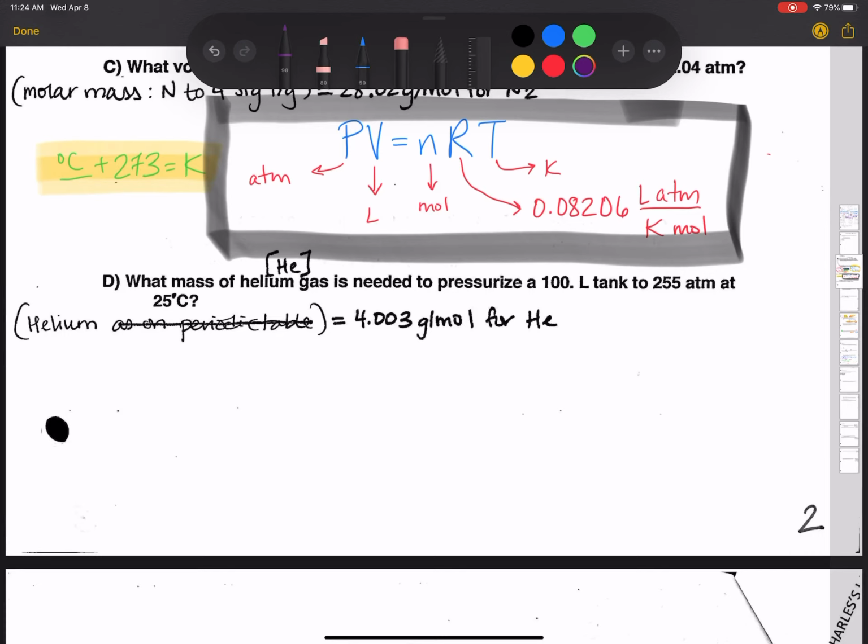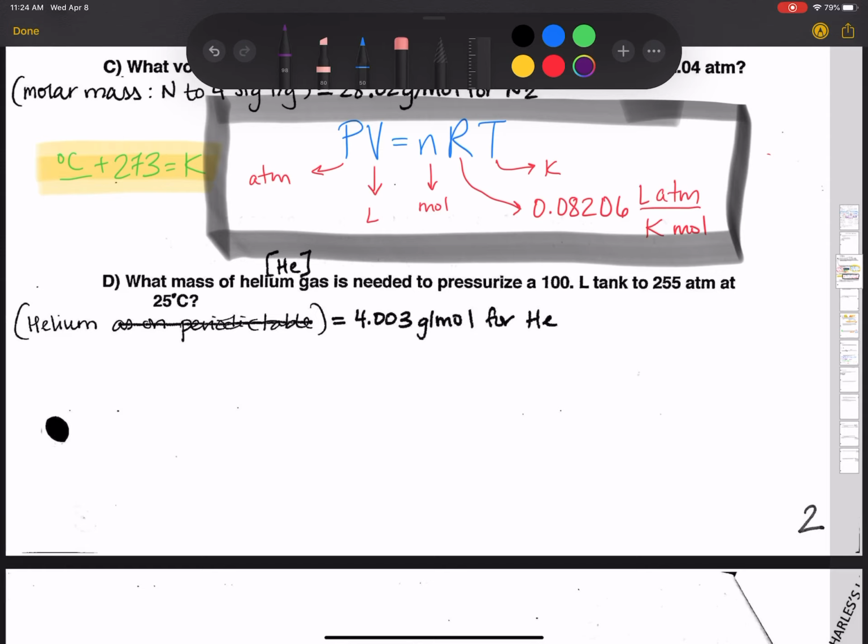I've also written for you in green and highlighted it in yellow your conversion for Celsius to Kelvin. So remember, you just take your Celsius, you add 273, and that's your temperature now in Kelvin. Because any gas law formula must have its temperature in Kelvin. You can't use any other unit.